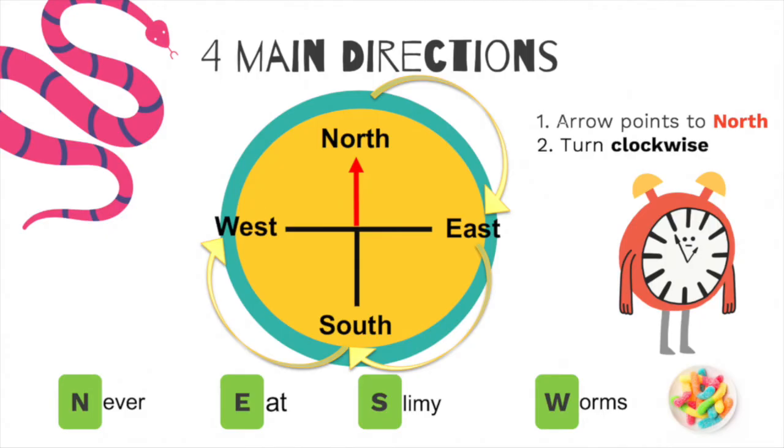Okay, let's do a quick summary. We have two main points today. First, we're talking about the four main directions. And the arrow always points to the north. After that, we can find out the remaining directions clockwise. So north, east, south, west. We can also remember this by the sentence, never eat slimy worms.